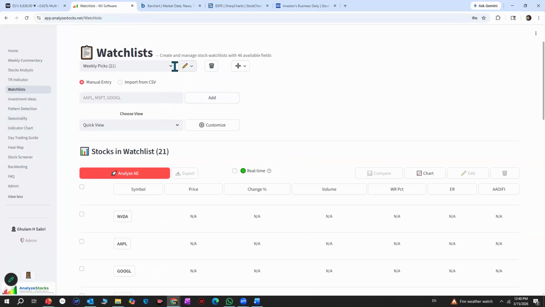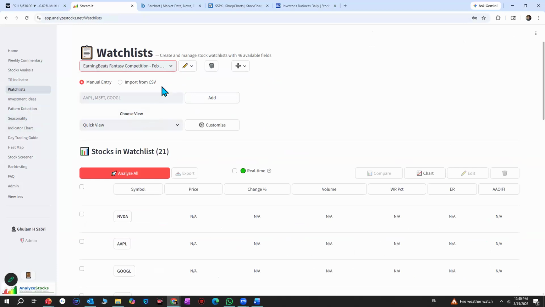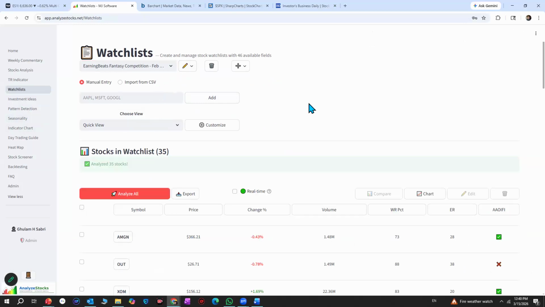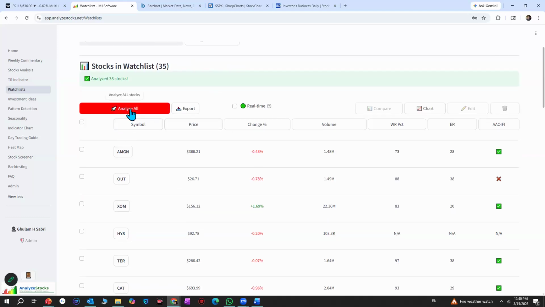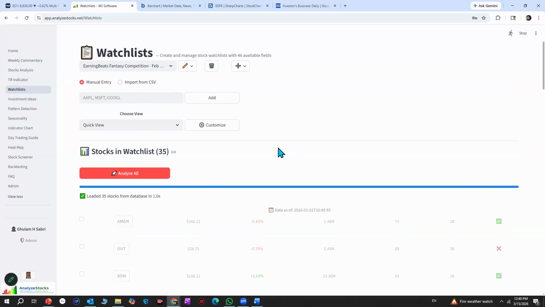For example, this watch list, I have weekly picks. How many stocks are there in this watch list? Analyze all. Let's pull up the data for this. 35 stocks, and load the data. Now we can choose different views and customize.